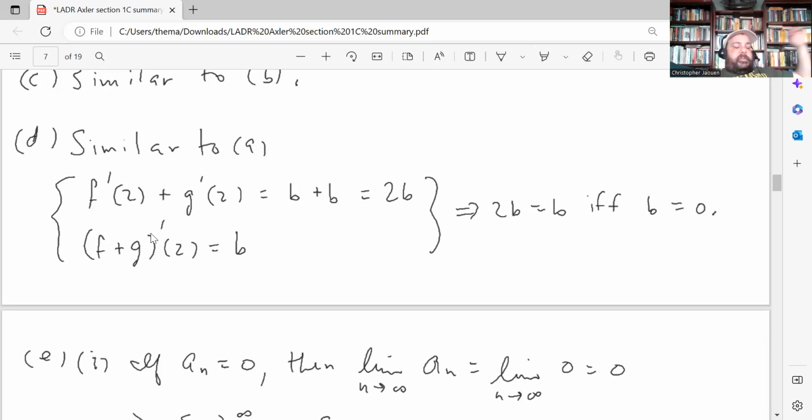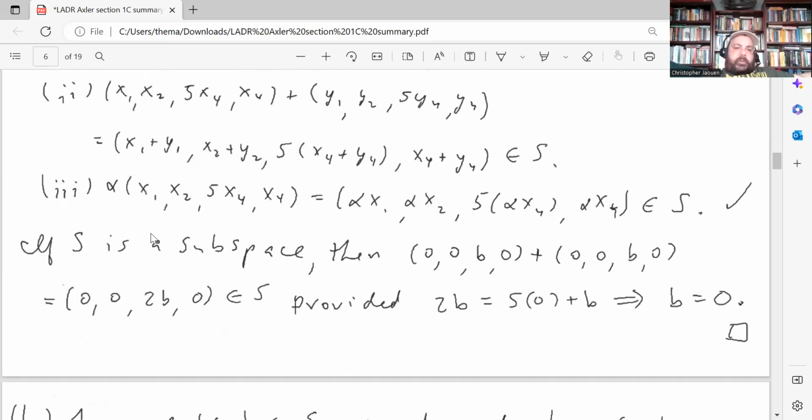They're linear. The derivative is a linear operator, which we haven't really talked about yet, but you should know that fact from calculus. So f prime of 2 plus g prime of 2 is b plus b, which is 2b, and (f plus g) prime of 2 is b. Therefore, 2b equals b, which means that b has to be 0.